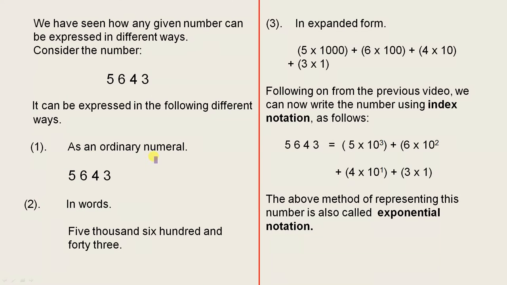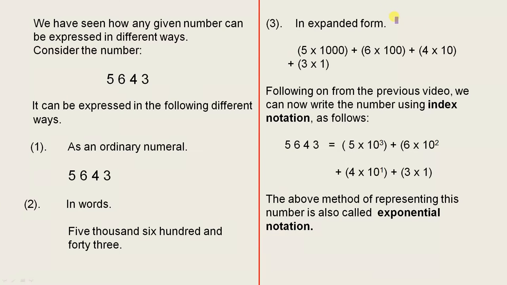As an ordinary numeral, so all you do is just write down the individual digits, and that's called an ordinary numeral. In words, now what you do, you say this number out loud, 5,643, and that's exactly what you write down. Whatever you say, you write down.